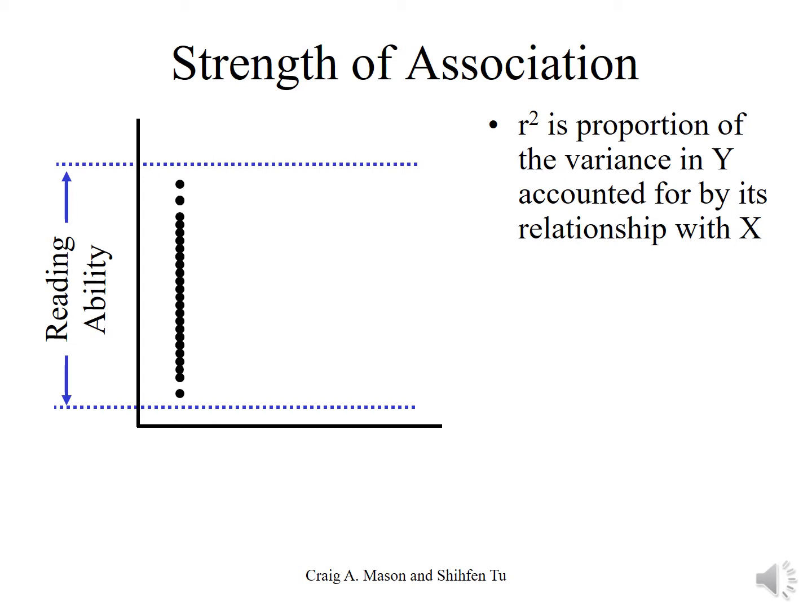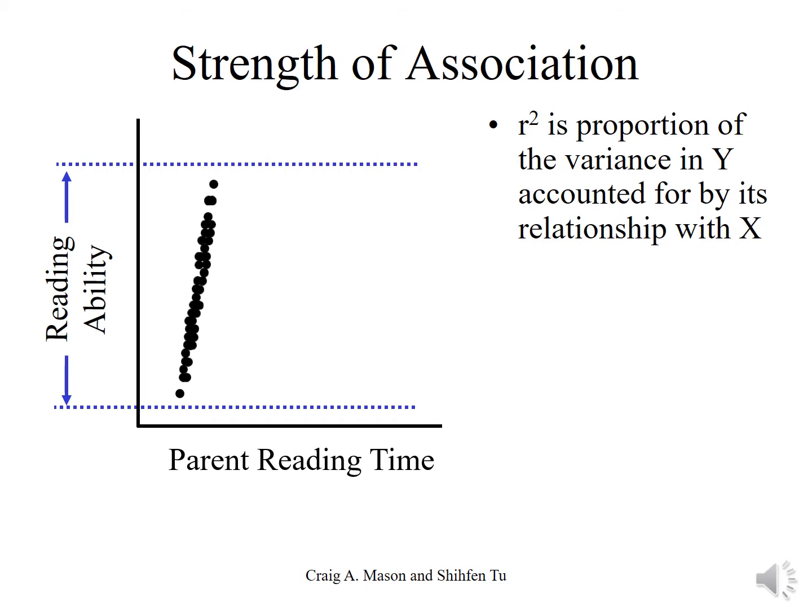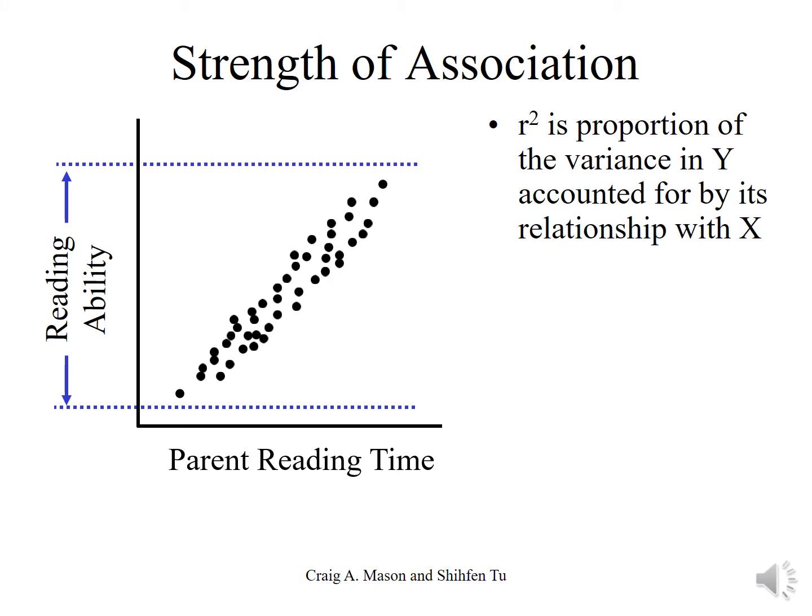But what happens if we know that child reading ability is related to the amount of time parents spend reading to their child? What would it look like if we added the amount of time parents spend reading to their child to the x-axis and created a scatter plot where each of these points is now plotted based on both parent reading time and their child's reading ability? Well, scores would now be plotted along both dimensions, and it may look something like this. Notice that there's now a clear, strong, positive association between the two.